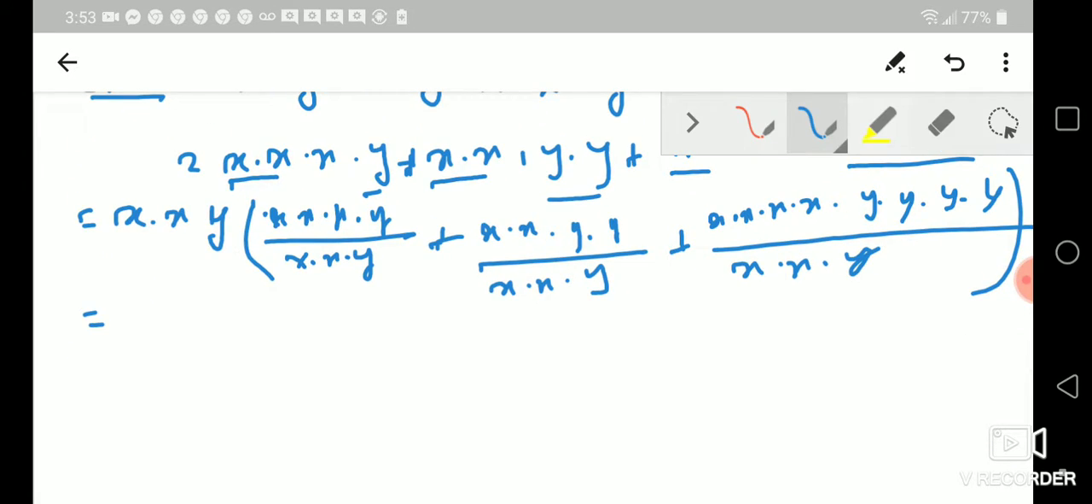Let's see what we can cancel out. In the first one we can cancel out 2 x's, in the second one we can cancel out 2 x's, and in the third we can cancel out 2 x's again. So what are we left with? We cancel the x's, sorry about that. Now we'll see which y we can cancel. So we can cancel this y.